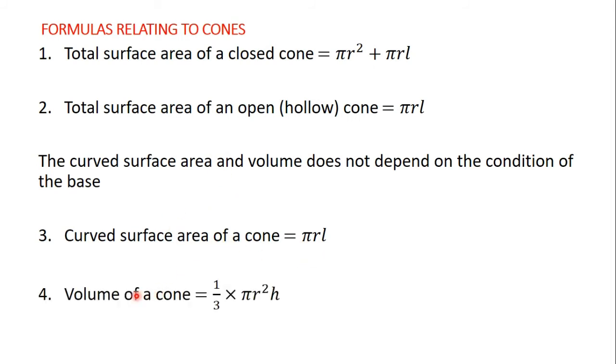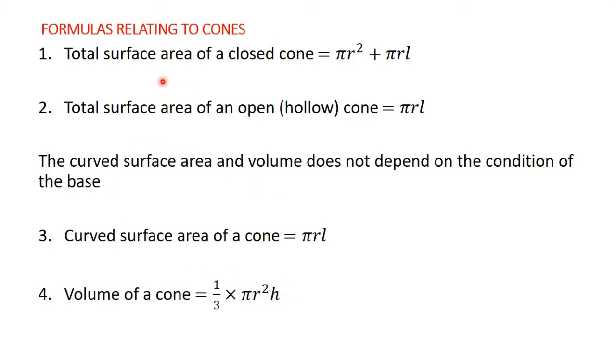And the volume of the cone does not also depend on the condition of the base. That is, whether the base is open or closed, the volume of the cone is 1 divided by 3 times pi r squared h, where h is the height of the cone and r is the base radius of the cone.